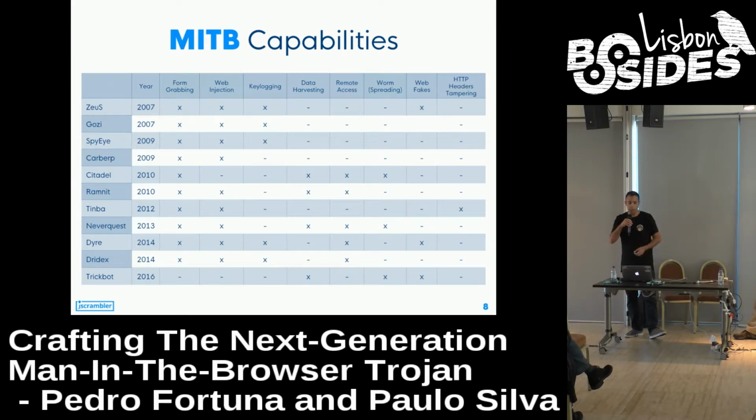But there are other capabilities like keylogging, the ability to do data harvesting and exfiltration, remote access, also known as RAT Trojans. And a few of them are capable of spreading out like worms. They can also use web fakes, or copies of websites that the users will actually navigate, but they are accessing a different web server. And finally, the HTTP headers tampering that Tinba is capable of.